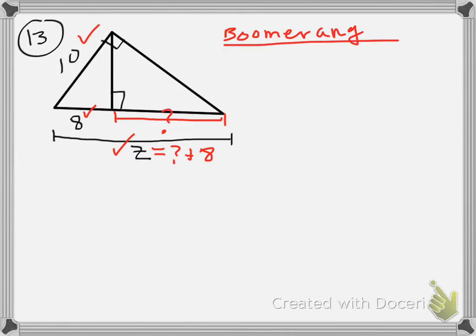So boomerang, let's use our blue here. I should start over here and work my way that way. So let's do the boomerang. I'm going to go along the hypotenuse, that's z. Then I'm going to go up the 10, back down the 10. And the 10 is in the big triangle, it's the shortest leg. So I'm only going to use the short piece of the hypotenuse, which is 8.